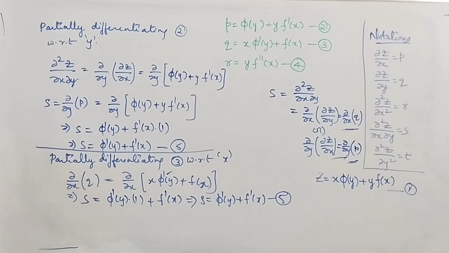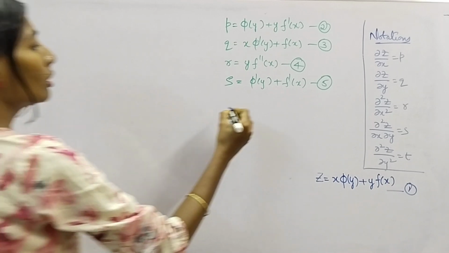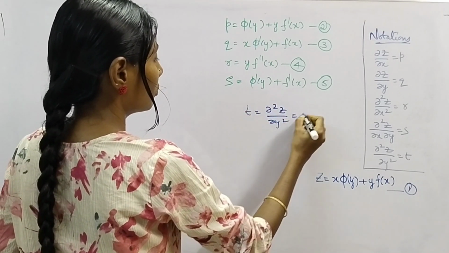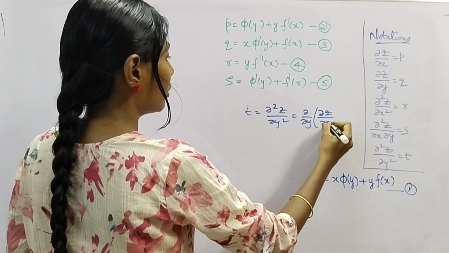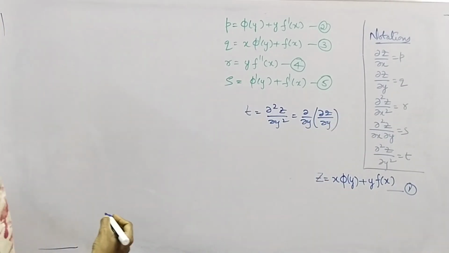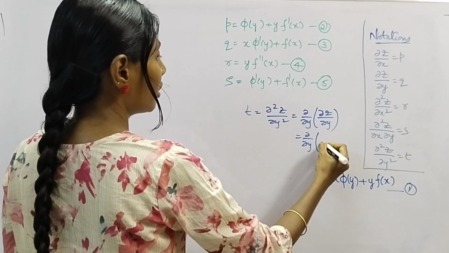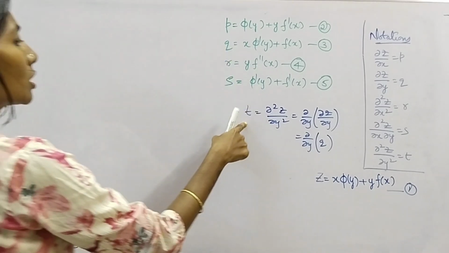Now we got s and we need to find t. T is nothing but dou square z by dou y square, which is nothing but dou by dou y of dou z by dou y. Again, dou z by dou y is nothing but q. So the partial derivative of q with respect to y gives t.